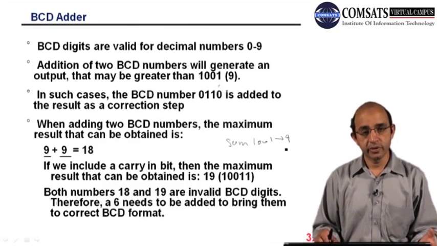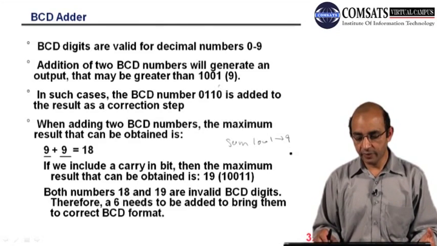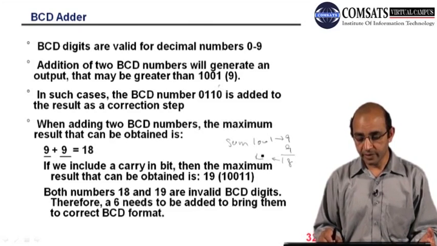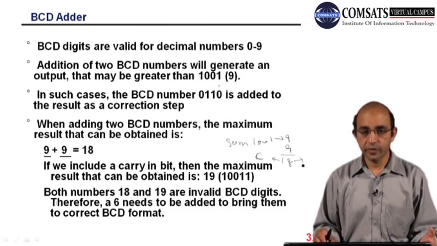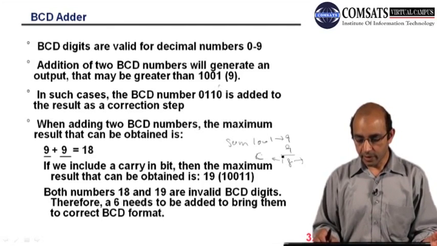But it is very natural that if I have to add two binary numbers, 9 plus 9, what will I be getting? I will be getting 18. So I also have to represent the carry. See, I've mentioned this with C. So what will be the solution? We need to take certain correction steps in order to represent this sum.